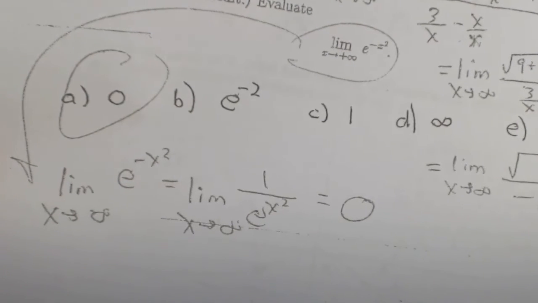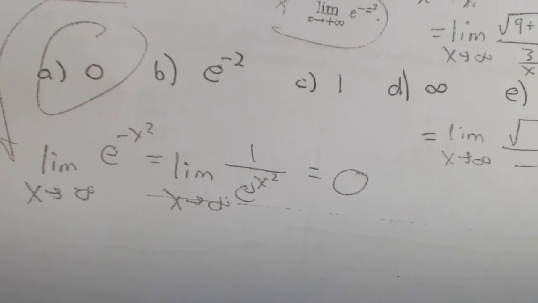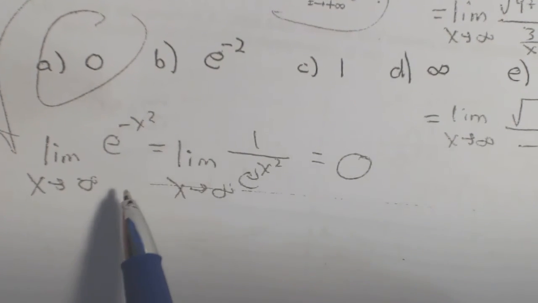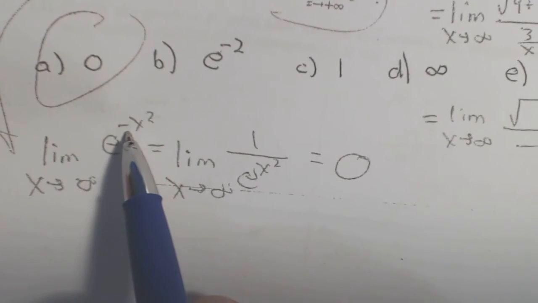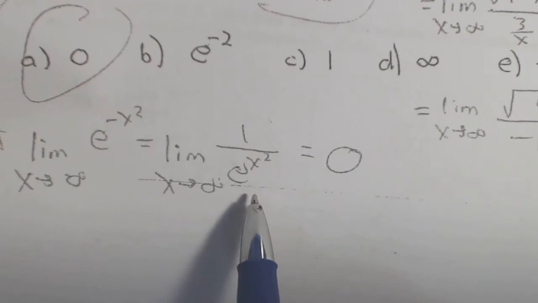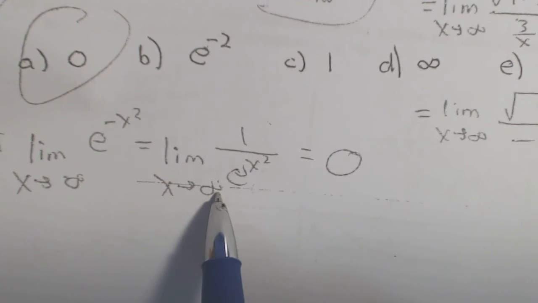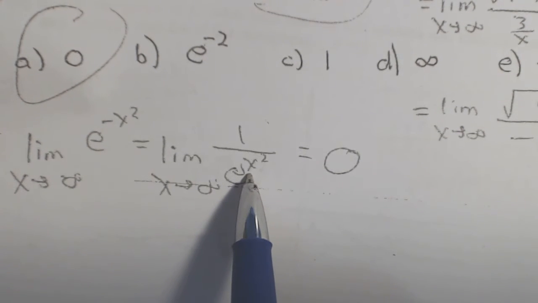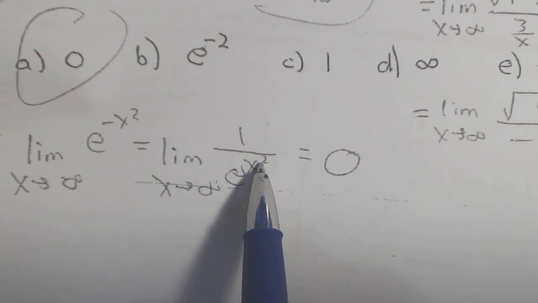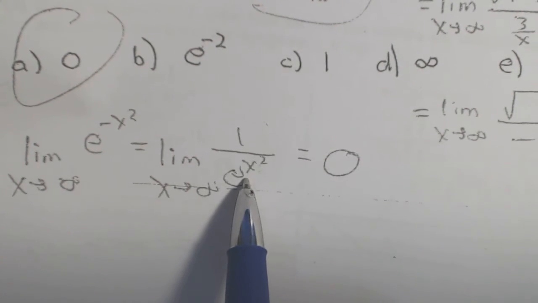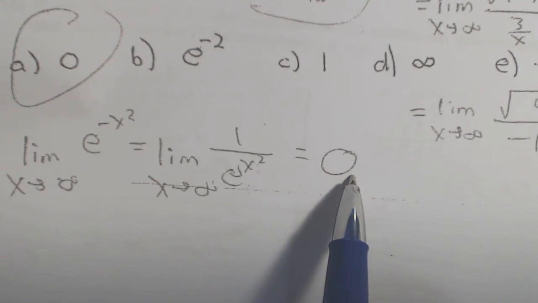Okay, on our last one. The easiest way, I think, to deal with this guy is just to rewrite him. E to anything to a negative power is the same as 1 over that thing to a positive power, e to the positive x squared. And as x goes to infinity, e to the x squared is going to infinity, just like e to the x would be. Now you've got 1 divided by something going to infinity, your quotient is going to 0.